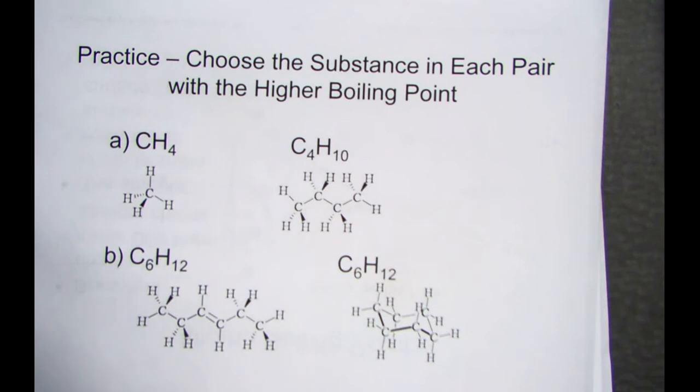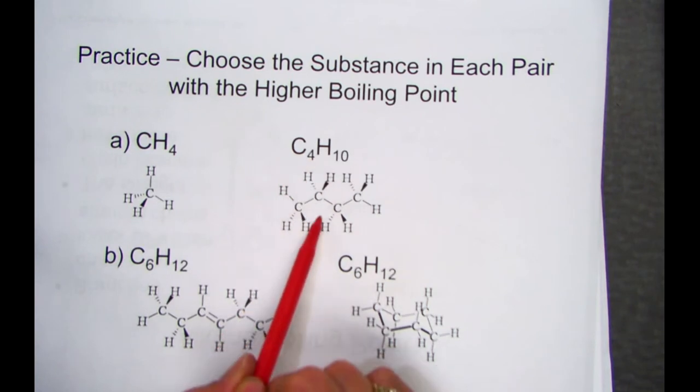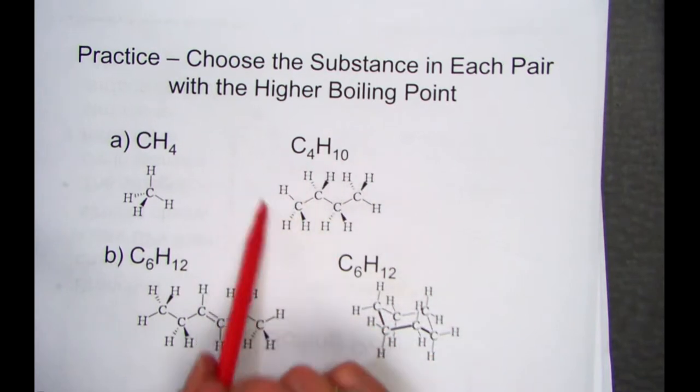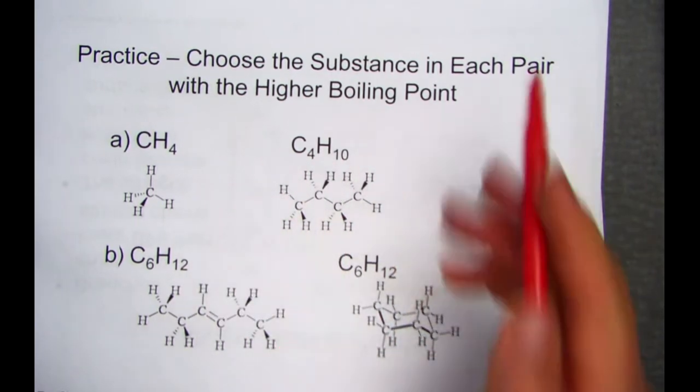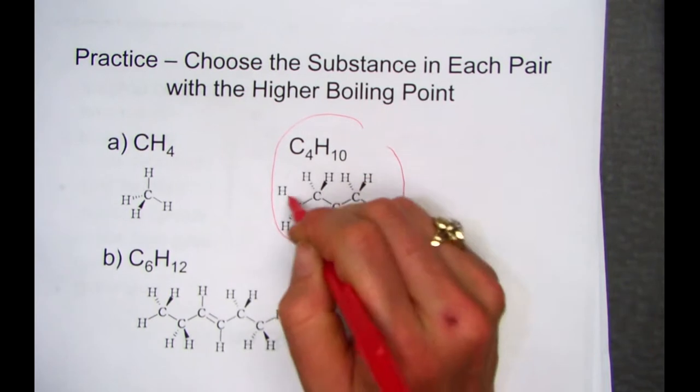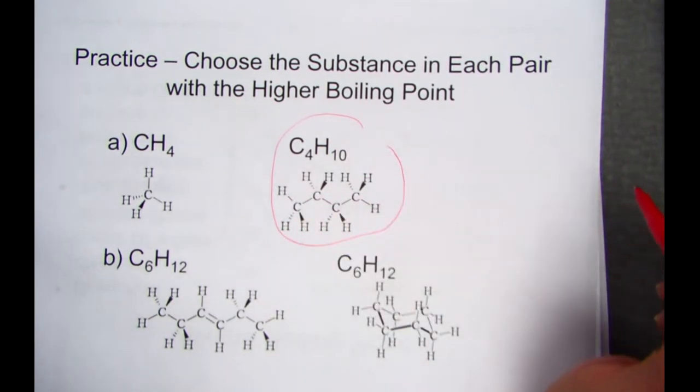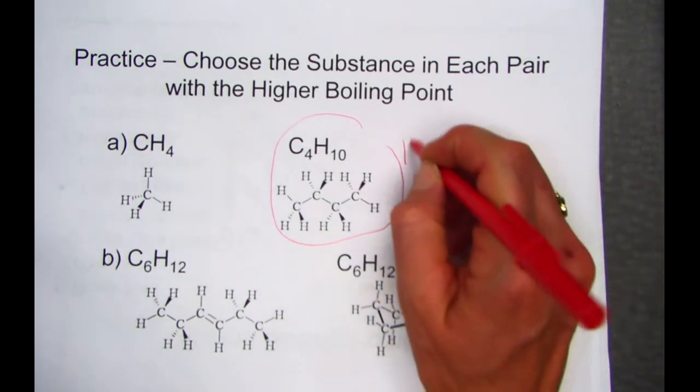Choose the substance in each pair with the higher boiling point. We're asking ourselves, thinking about molecular mass and surface area. Here we have a methane molecule, CH4. Here we have a butane molecule, C4H10. Clearly the molecular mass is larger in the second structure. Higher molar mass and larger surface area will create more London dispersion forces and therefore a higher boiling point.